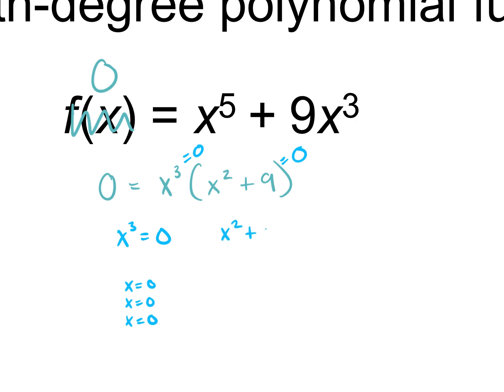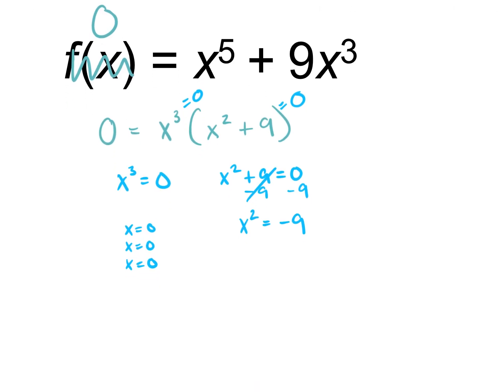So x squared plus 9 equals 0. Subtract 9 on both sides. X squared equals negative 9. What should we do next? Square root. So what does x equal?